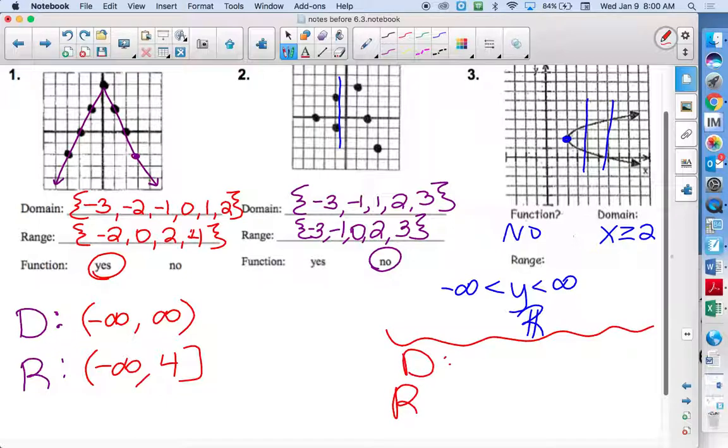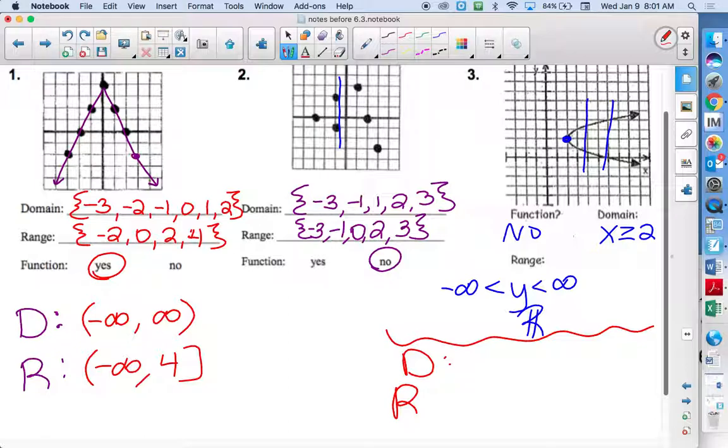You cannot write domain and range for points that are not connected. So in number 2, we can't write it as an interval because those points aren't connected together. So that one cannot be written in interval notation. But number 3, those points are connected together. So do the same exact thing. What's the first number that it starts at on the left? Where does it go to on the right? And those are the two numbers that you're writing down.